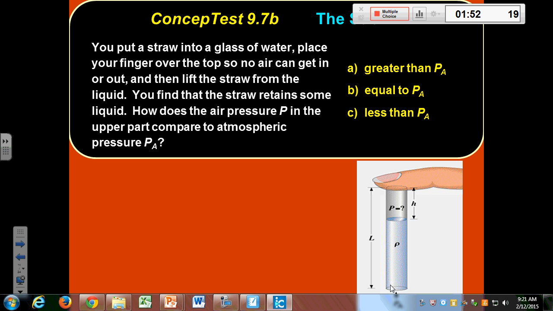Y'all ask your neighbors. More of you have the wrong answer than the right answer. You also want to think about that you have a certain force at work here due to the weight of this fluid. There's a certain force at work here due to the weight of the fluid. And somehow you have to overcome that force.